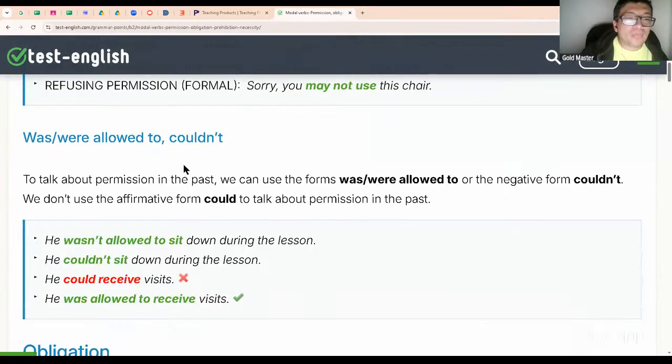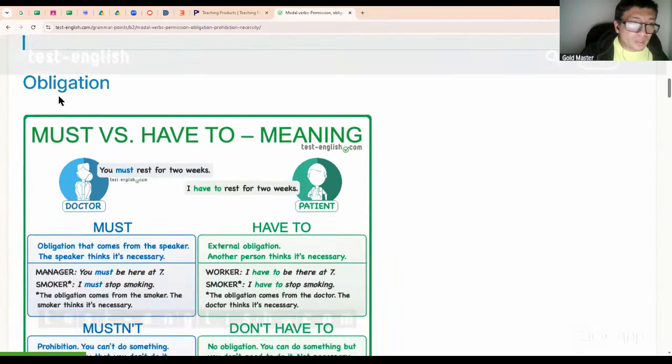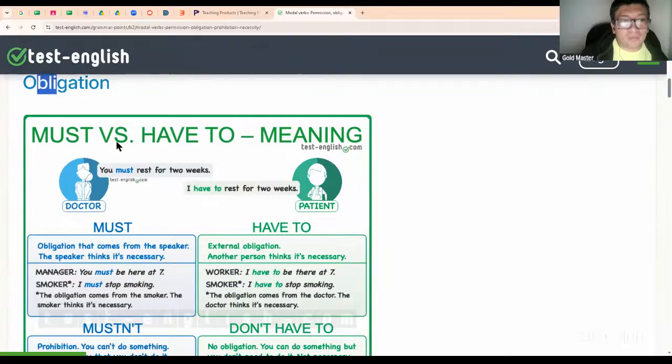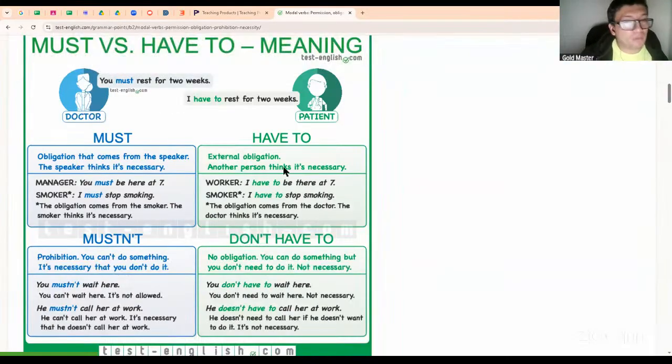Okay, remember, in here, we have obligation. We have must and have to. Must is a modal verb and have to is a semi-modal verb. They are really alike. You must rest for 2 weeks. I have to rest for 2 weeks.